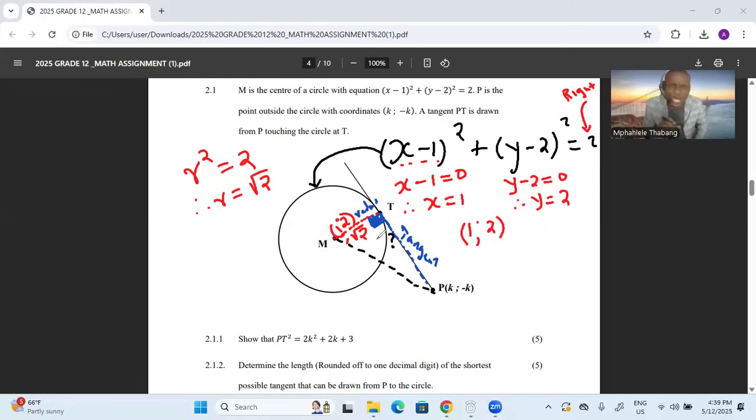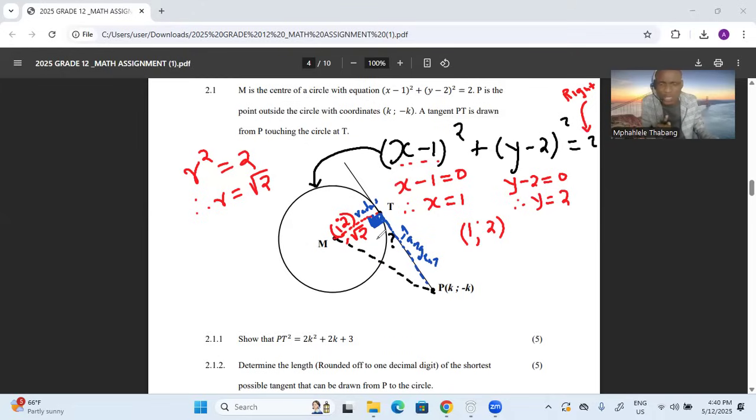Okay, so hopefully you guys will understand what I'm going to be talking about here. I know the length from M to T is the square root of 2. They want me to find the length of PT, or maybe let me say PT squared. So we are going to find the length of PT and then square that. But how are we going to find the distance from P to T?